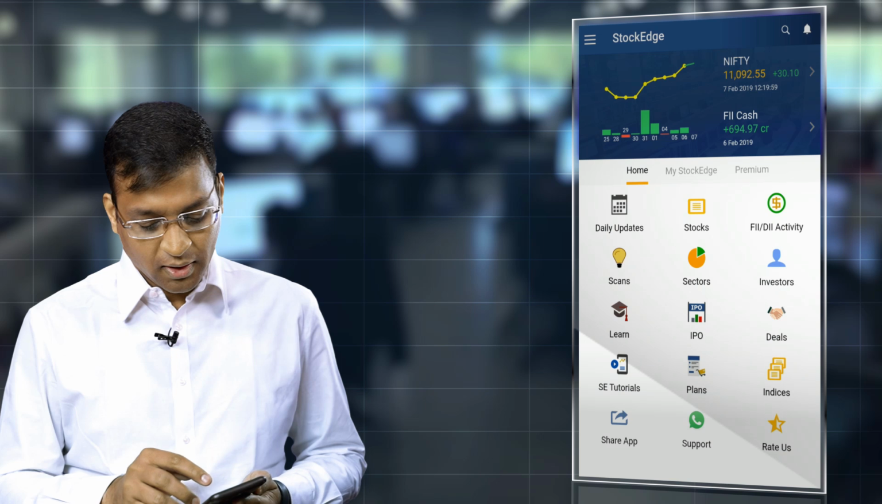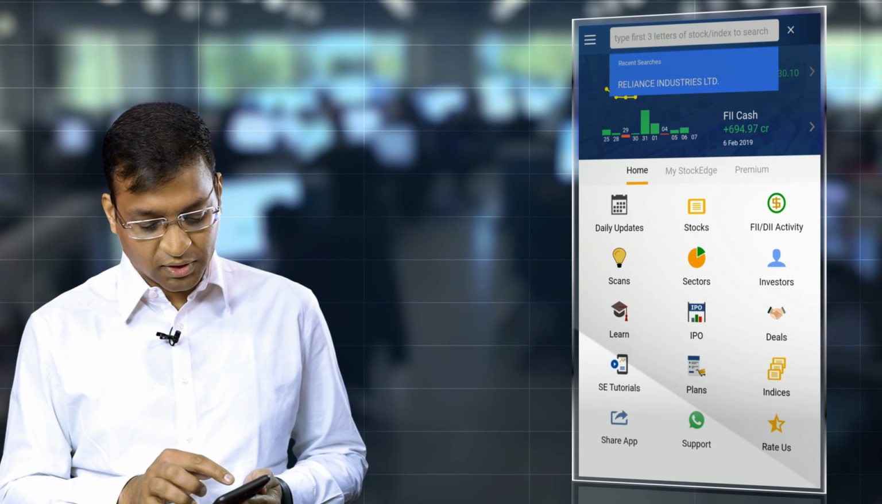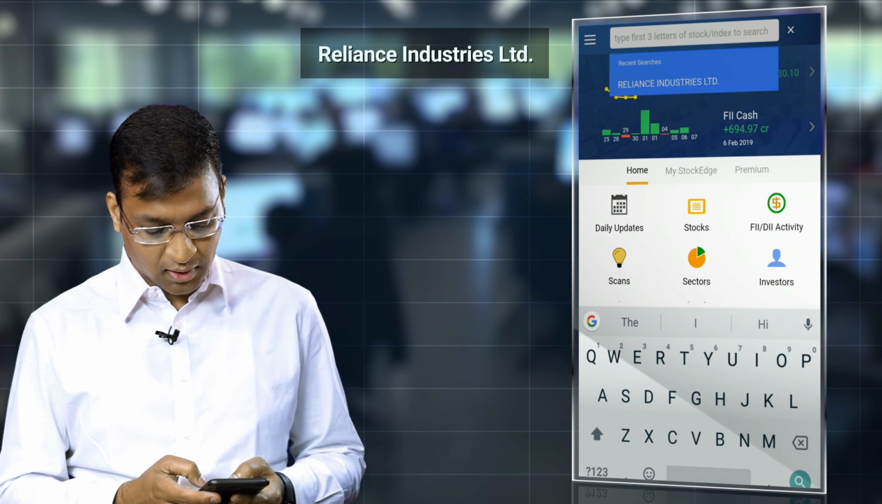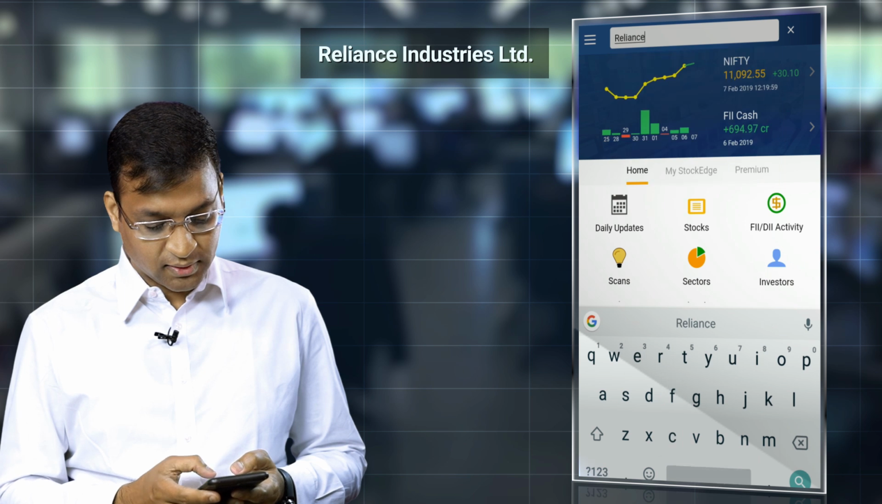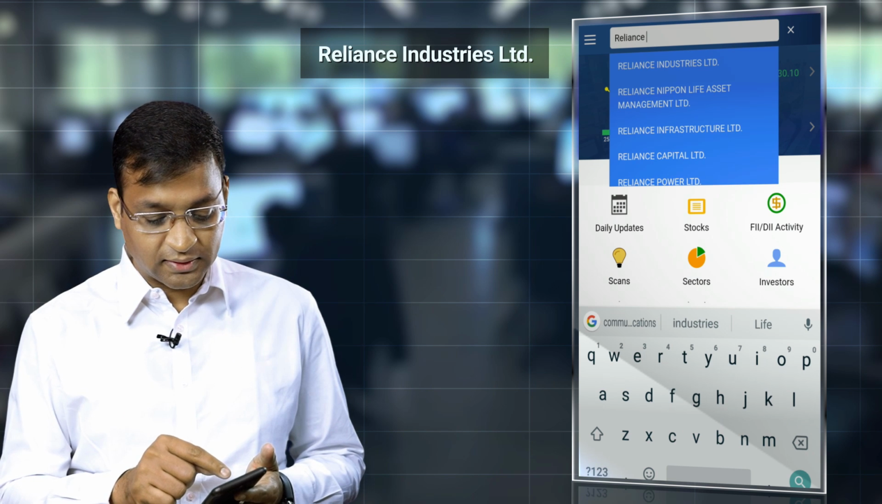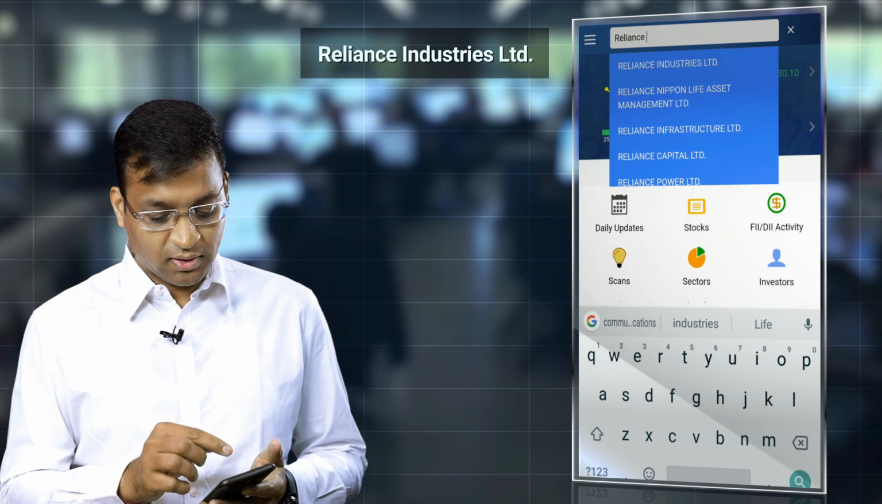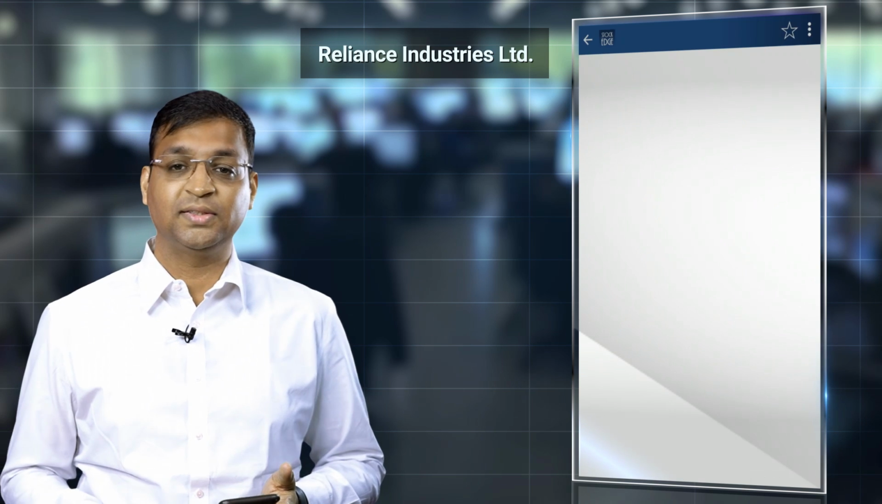Now let me show you the complete database which is relevant for you to make a judgment on a company using this beautiful Stockage app. Now let us search for any stock. Say I search for the stock called Reliance. When I type Reliance, I can see there are various options available with the name of Reliance. I select Reliance Industries.